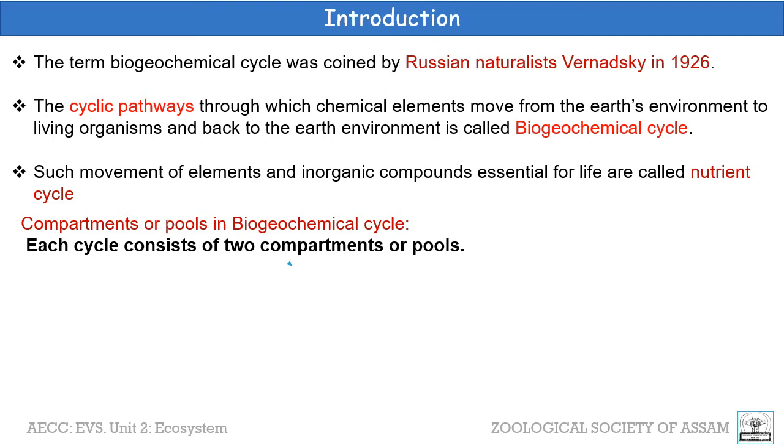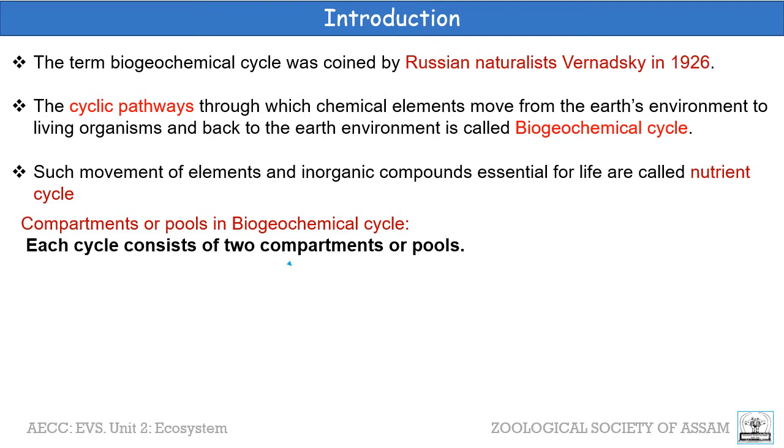The cyclic pathway through which chemical elements move from the earth environment to living organisms and back to the earth environment is called biogeochemical cycle. Such movement of elements and inorganic compounds are essential for life and are called nutrient cycle.